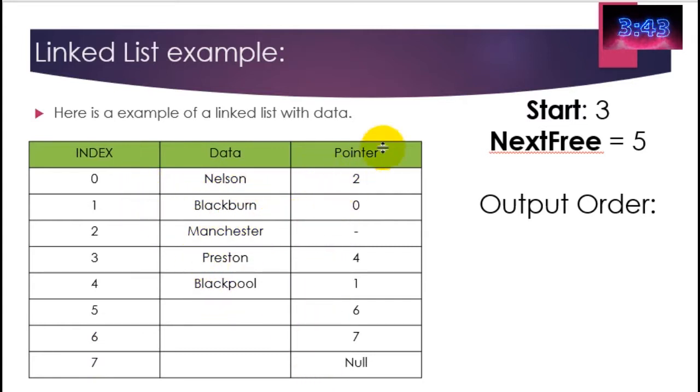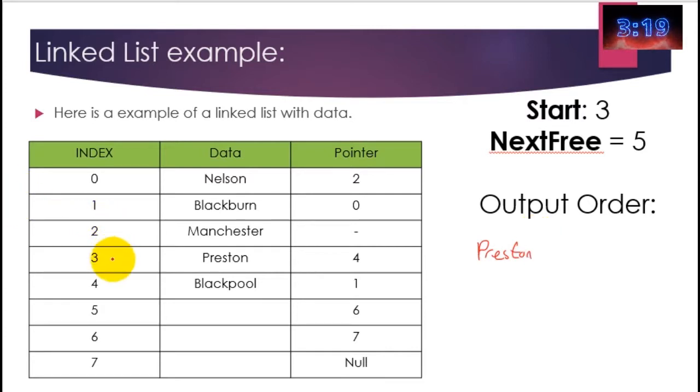Now you'll notice here that you've been actually given the start index. So start index 3 means that if we were to output an order of this link, we would first look at where the start index is, that's 3, and so we can say confidently that Preston is our first part of our linked list. Okay, so Preston is the first thing that should be output in this list.